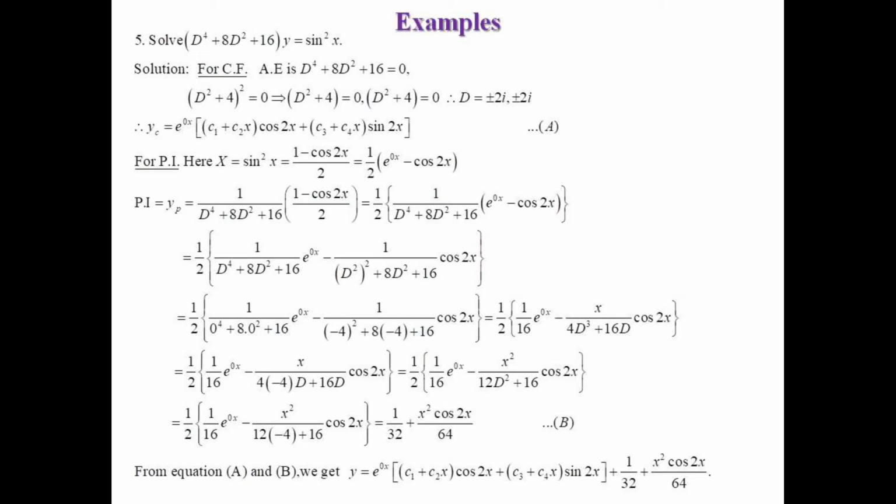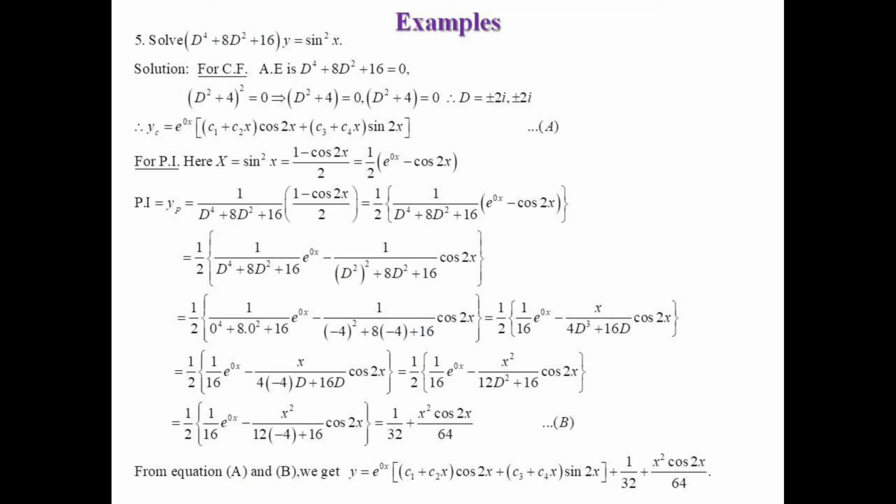Finally we get the roots of this equation as plus minus 2i and plus minus 2i. That means we get repeated complex roots. We know the formula for repeated complex roots. Here the value of alpha is 0 and that of beta is 2. So the complementary function is e^(0x) [(c1 + c2 x) cos 2x + (c3 + c4 x) sin 2x]. This is our equation number 1.